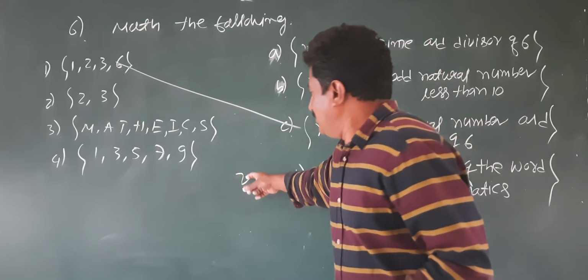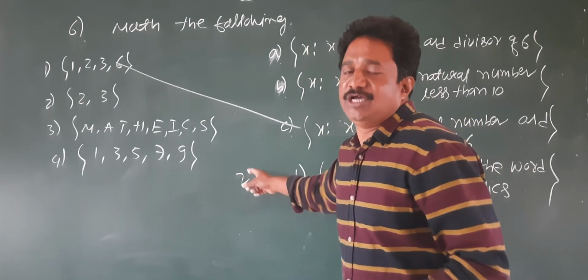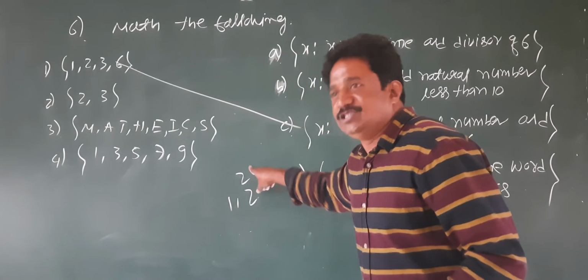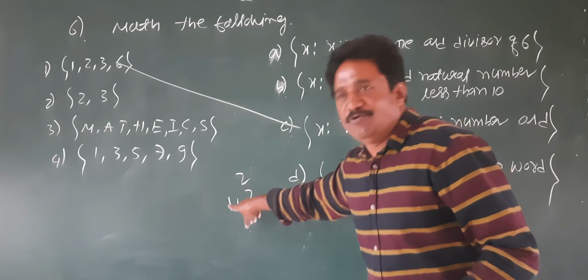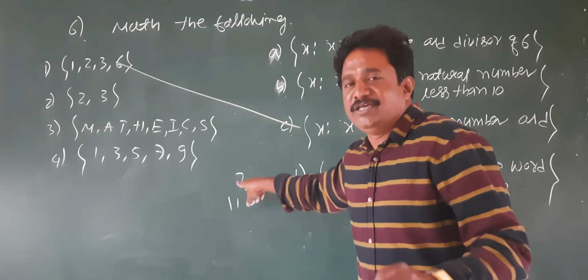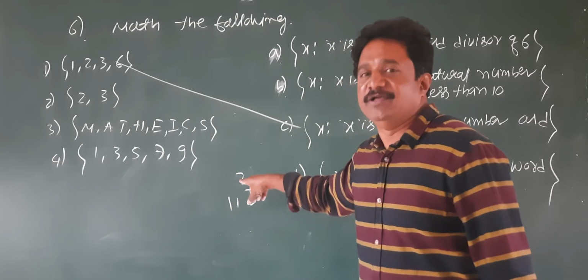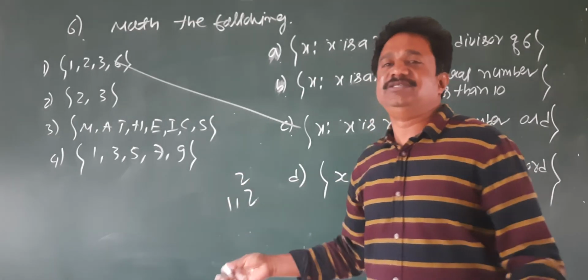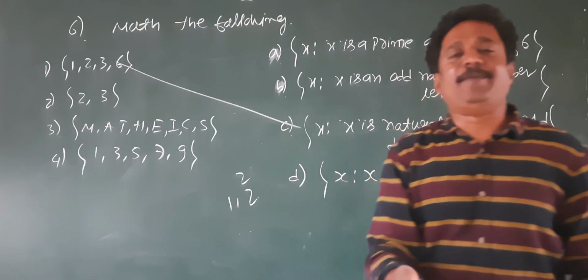2 divisors of 2. Tell me divisors of 2. 1 and 2. 1 and itself. Divisors are 1 and itself. Divisors should be 1 and itself. That type of numbers are called as prime numbers. Otherwise it is a composite. So what is a composite number?